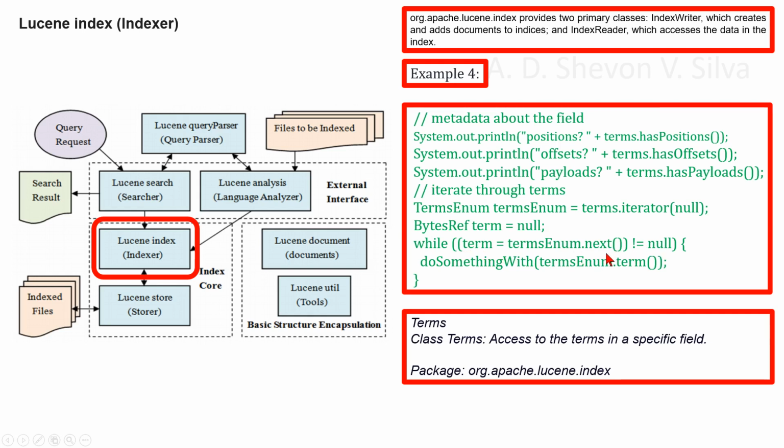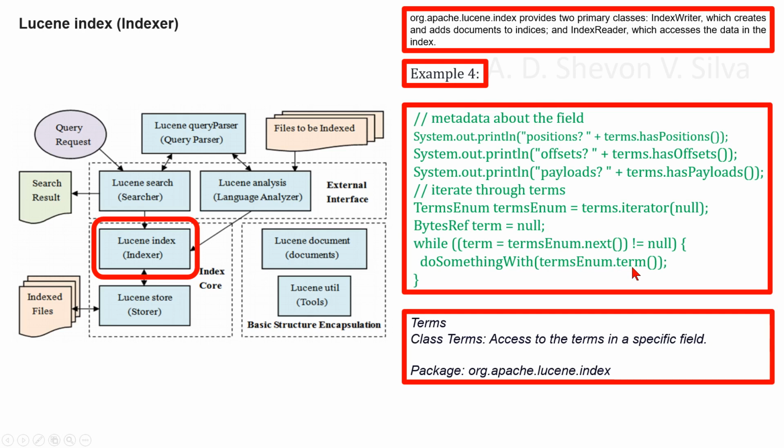The returned BytesRef may be reused across all calls to next. After this method returns null, do not call it again. The results are undefined. Here in the term returns the current term.